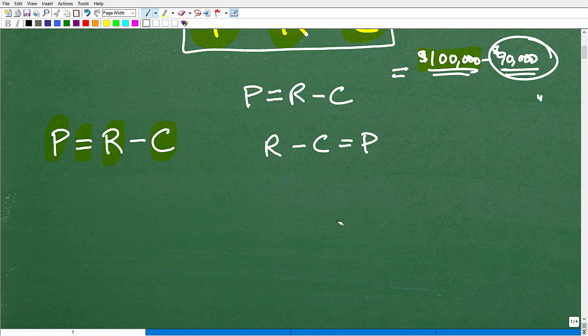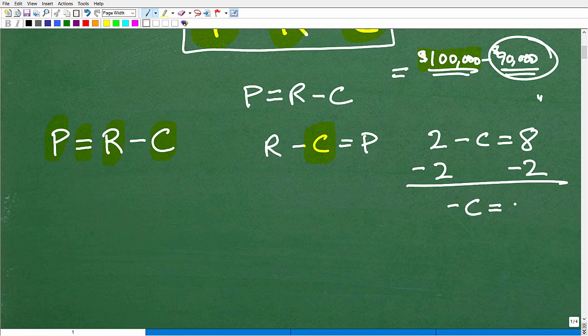Okay, so the first thing I need to do is think of the C, which obviously represents the cost, as the only variable here. So I need to solve for C, so I have to think of R and P as numbers. So if I had a basic equation like 2 minus C equals 8, how would I solve for C? Well, hopefully those of you out there in YouTube land would know I would subtract 2 from both sides of the equation. I'll have negative C is equal to 8 minus 2, which of course is 6. And I have this negative right here. So this would be negative C is equal to 6.